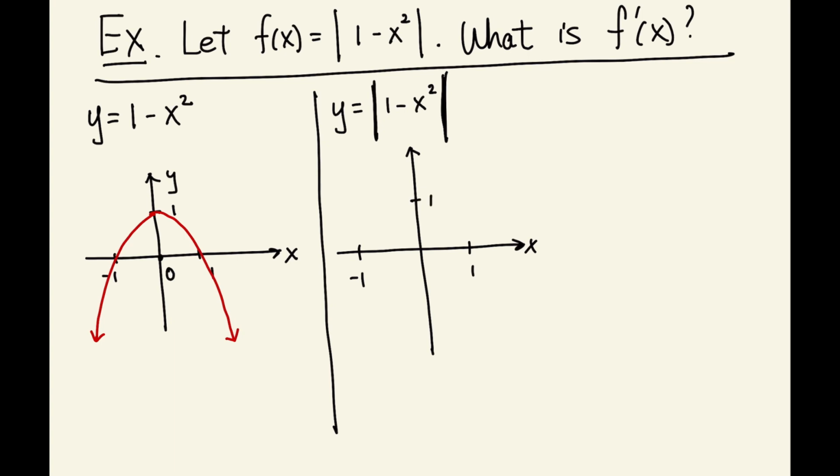So as I said, from -1 to 1, the graph is going to look exactly the same. I'm going to draw that a little better for you. And then over here, the graph is going to be reflected. And same thing happens over here. Okay, so that is what the graph of this function looks like.